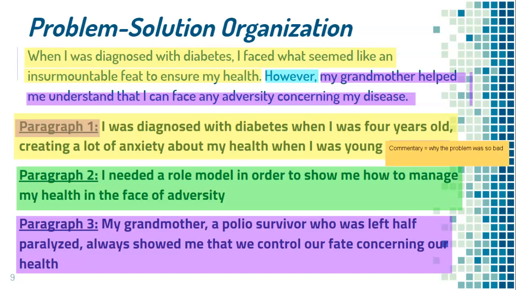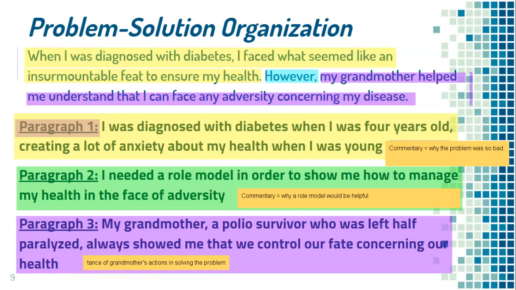So the anxiety that I had, the problems that I had with my health, and then the commentary here would be why a role model would be helpful. So I'm going to talk about the need for a role model, but my commentary would describe why the role model would be helpful. And then the commentary here would be the importance of grandmother's actions in solving the problem.